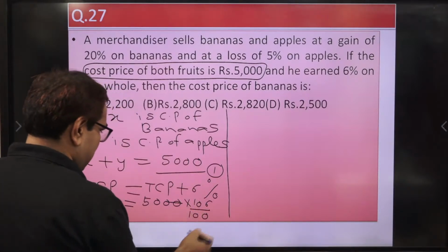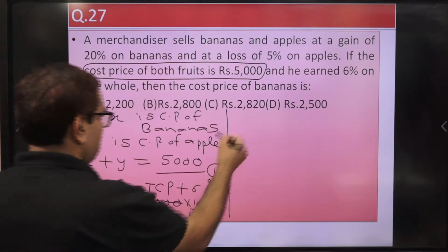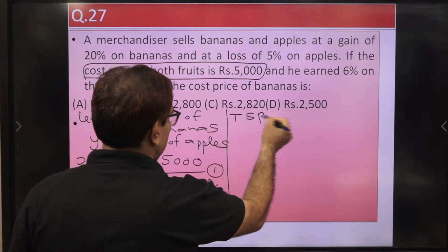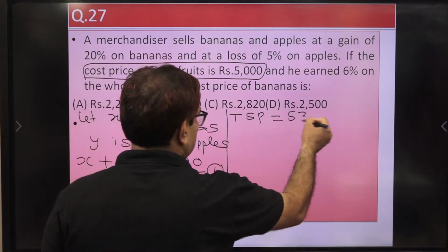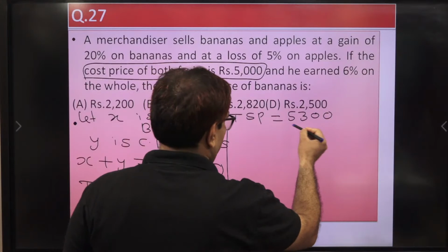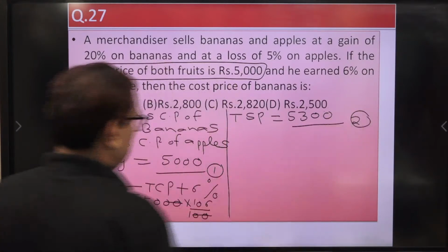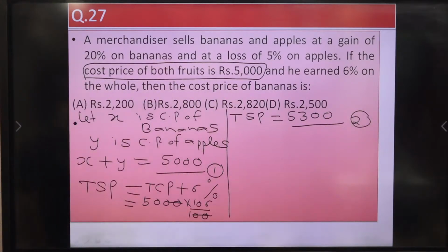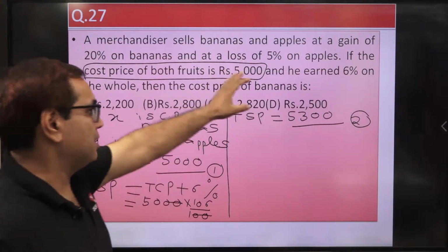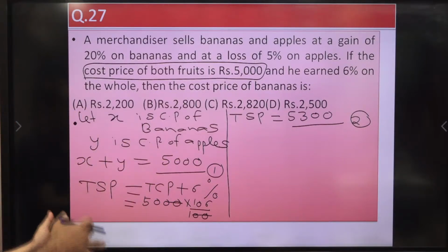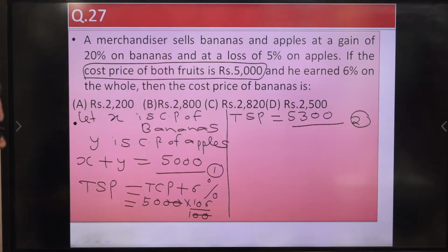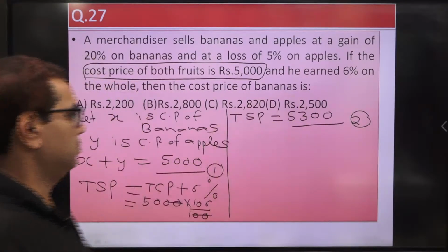So we can cancel this. So we can write here, the total selling price of both the items is equal to 5300. This is equation number 2. Because overall he is getting 6% profit. So if the cost price of both items was 5,000, the selling price will be 5,000 plus its 6%. So 5,000 plus 300, so 5300.